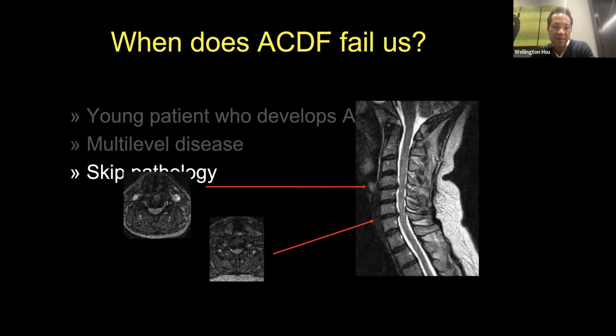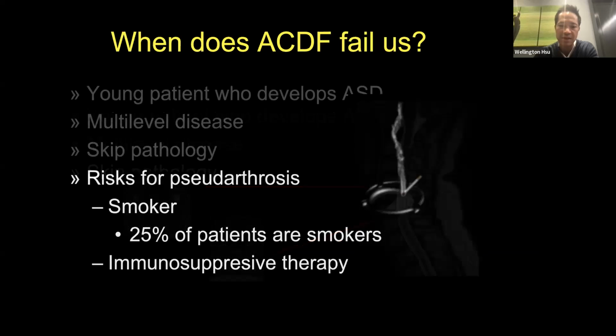Skip pathology is a very difficult problem to treat with an ACDF because you're really faced with having to do a 3-level ACDF for this individual. There are some that would leave that 1 disc in between, but I am not in that camp. I believe that if you do need to treat the 2 discs that are 1 disc apart, then this patient really needs a 3-level surgery. And a 3-level surgery is fraught with increased risks, complications, and operative time.